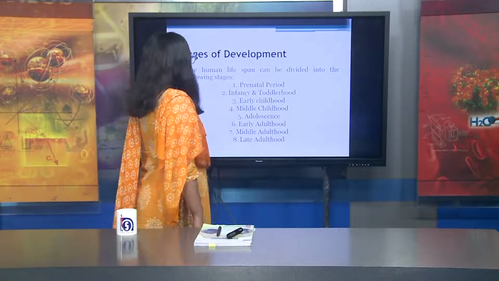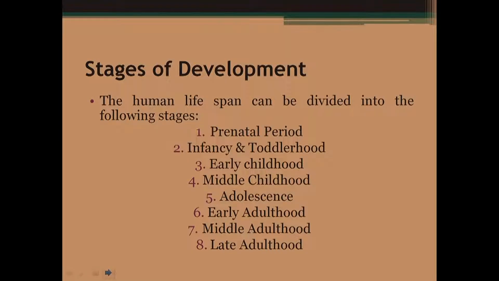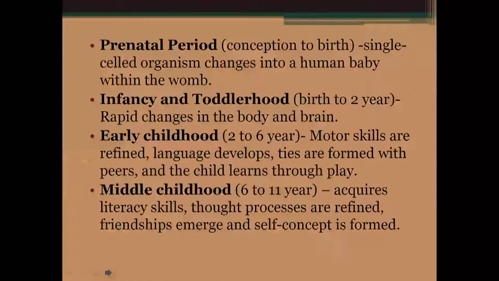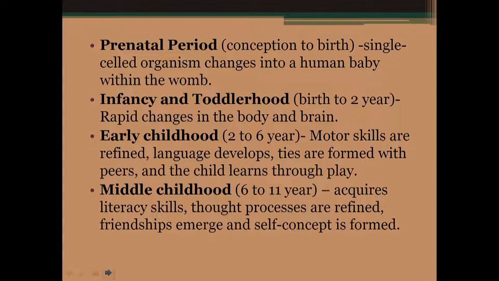Okay, now we are going to discuss the stages of development. There are 8 stages of development, as mentioned on screen. The human lifespan can be divided into the following stages. Let's discuss their characteristics also as we go through them one by one. First is the prenatal period, which is from conception to birth. A single-celled organism changes into a human baby within the womb. The human baby starts growing from a single cell and becomes multicellular in a period of 9 months in the womb, and comes out in the form of a human baby. So this was the first stage, the prenatal period, where the basic development is happening.